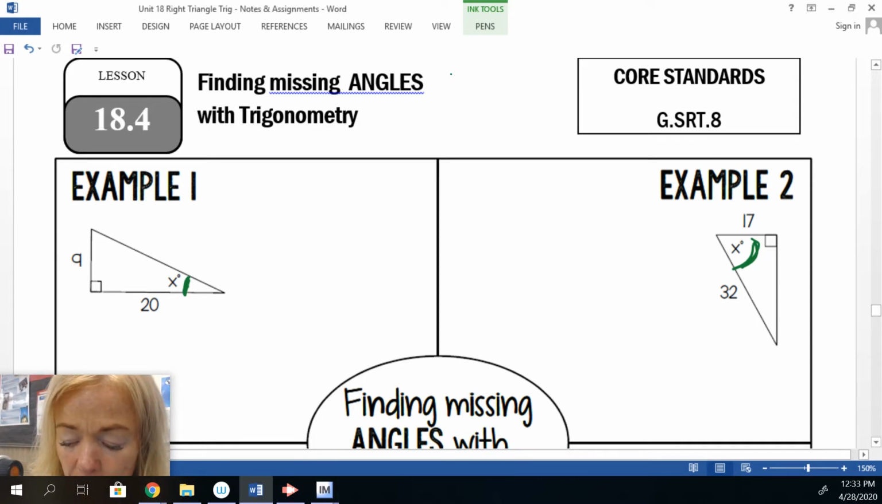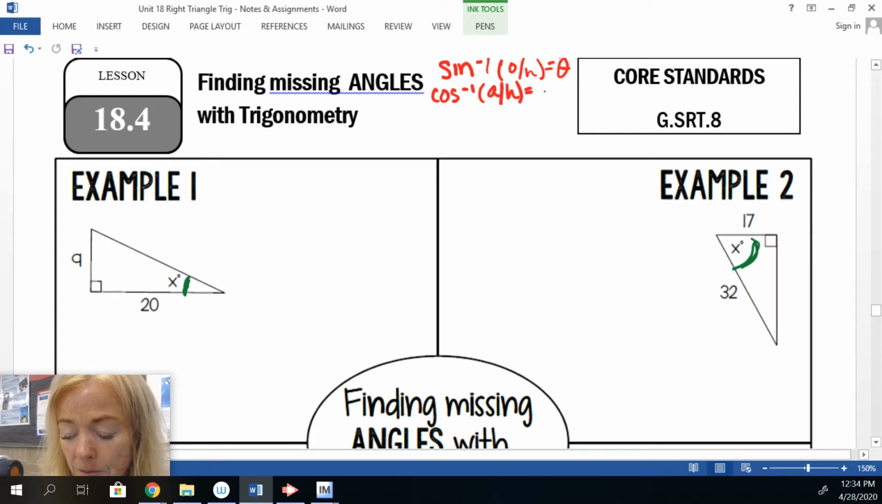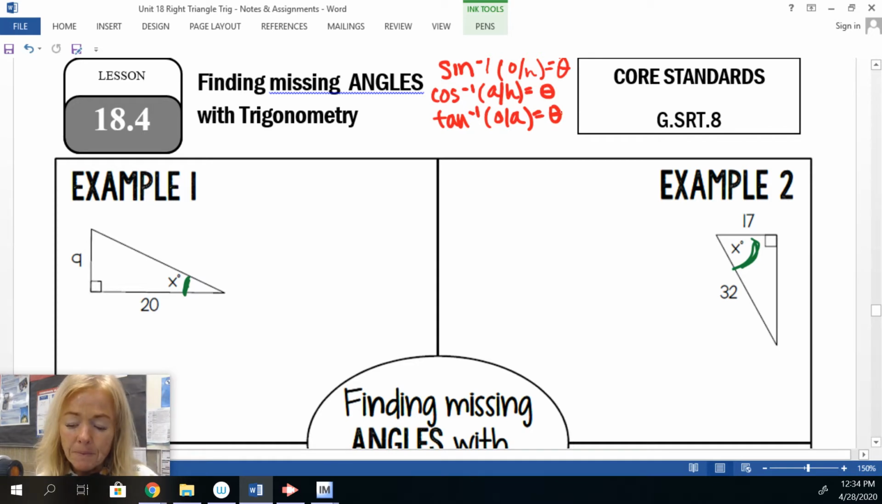What we're going to be using now are the inverse functions. Sine is opposite over hypotenuse, remember? So sine inverse of opposite over hypotenuse is equal to our angle. Cosine inverse of adjacent over hypotenuse is equal to our angle, and tangent inverse of opposite over adjacent is equal to our angle.